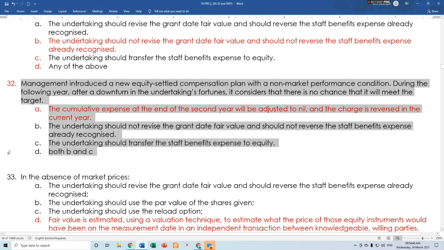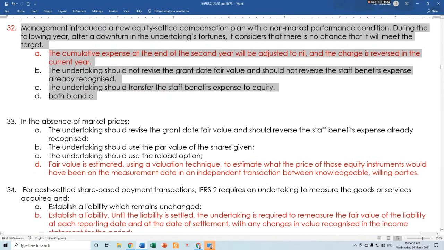Okay? 32. Management introduces a new equity settled compensation plan with a non-market performance condition. So, non-market naman 'to. During the following year, after a downturn of the undertaking's fortunes, it considers that there is no chance that it will meet the target. Okay, so anong gagawin mo? Letter A. The cumulative expense at the end of the second year will be adjusted to nil and the charge is reversed in the current year. Bakit? This is a non-market performance condition.